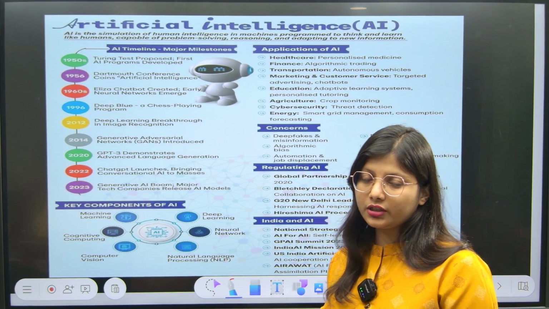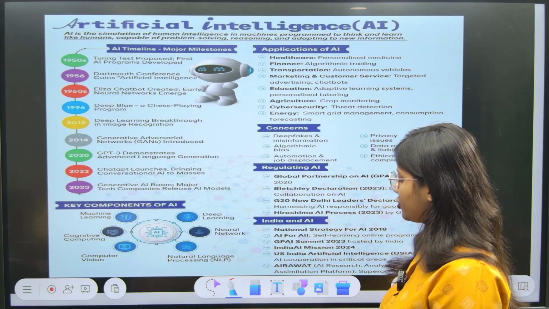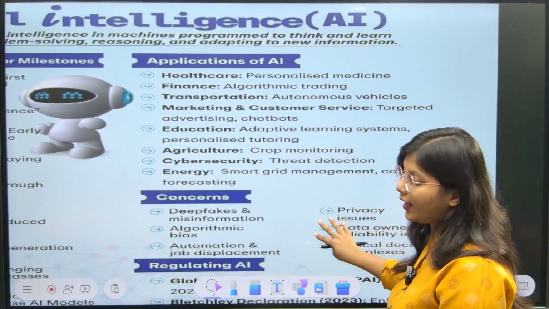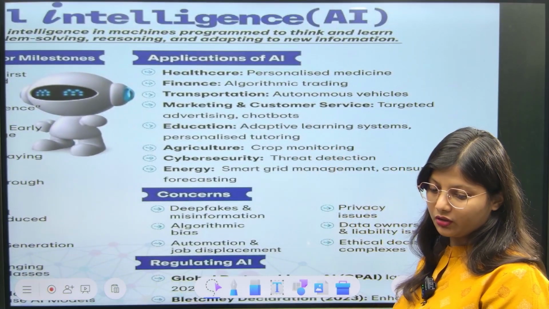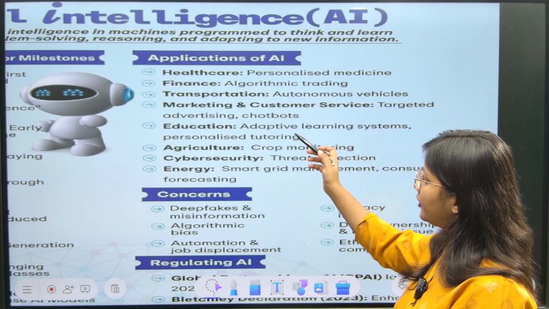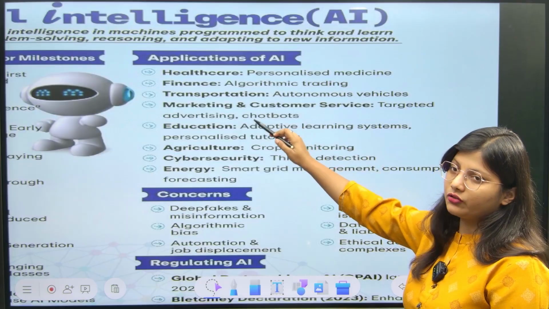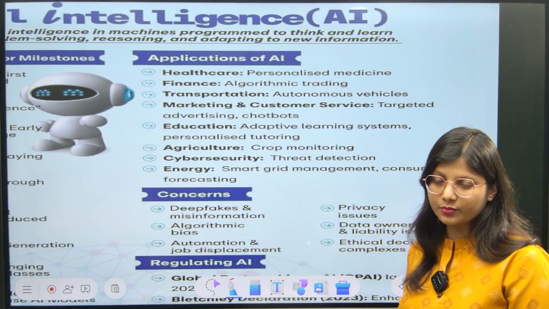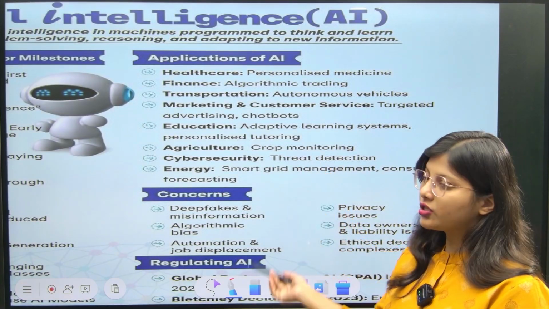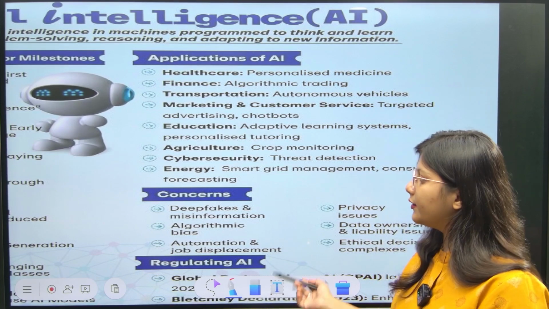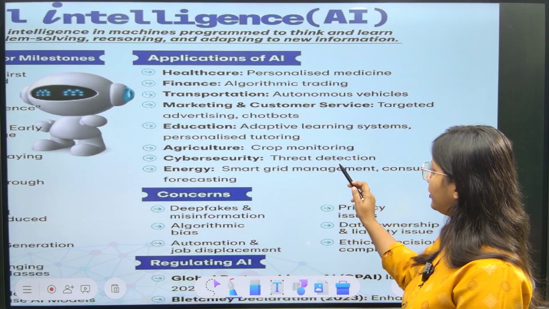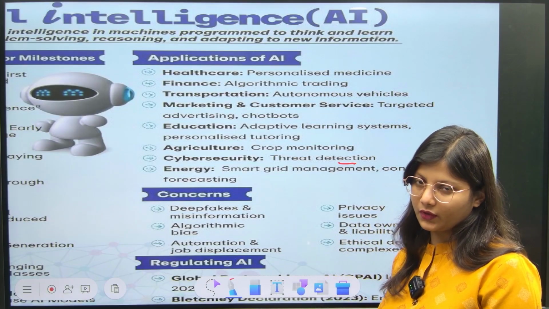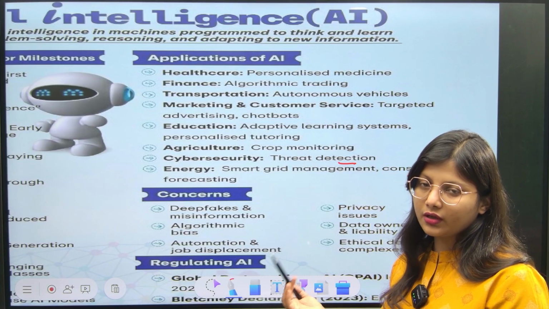Now key components, we have learned through the types of AI, and now applications. What are the applications of AI? In healthcare, personalized medicine. In finance, algorithmic trading. In transportation, AI helps in autonomous vehicles. In marketing and customer support, chatbots are good. In education, AI helps through personalized tutoring. Then agriculture crop monitoring, cyber security threat detection, energy smart grid management, and even consumption forecasting. It gives benefit.